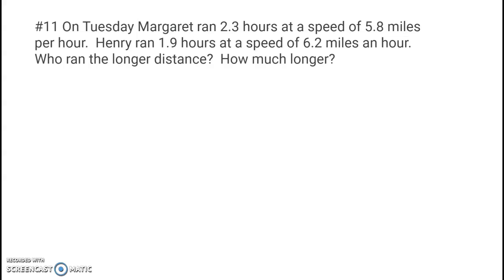So in order to figure this out, we're going to need to do some multiplication, and we'll start with Margaret. We're going to take her speed and multiply it by the time. So I'm going to do 5.8 times 2.3. And that's going to help us find out how far her distance was during that time.